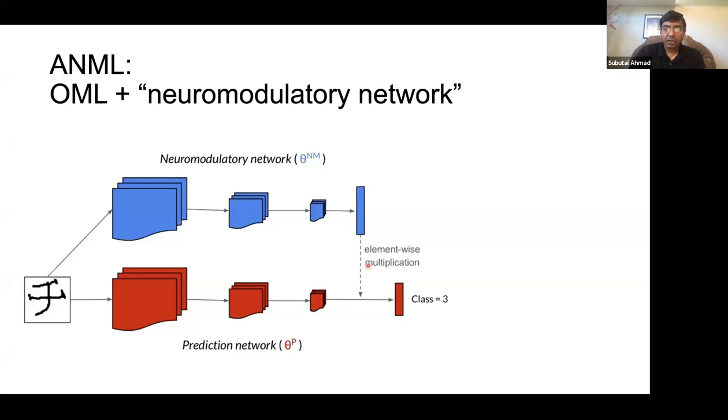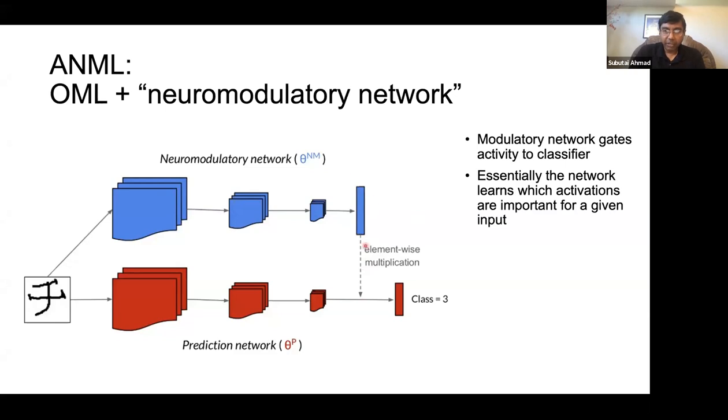And so this modulatory network is gating the activity that eventually gets to the classifier. The way I think of it is this network is learning which activations are important for a given input. It's picking some characteristics of the input and saying, based on these characteristics, specific output units are going to be more important than others. So it's kind of like an attention system, gating the outputs here.